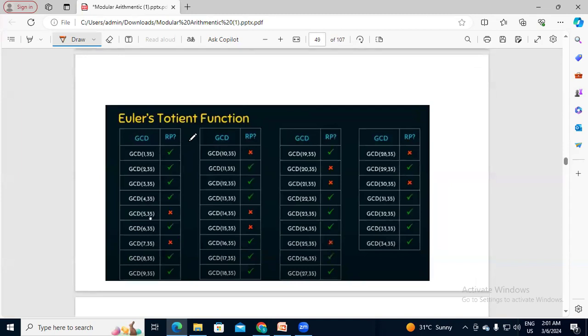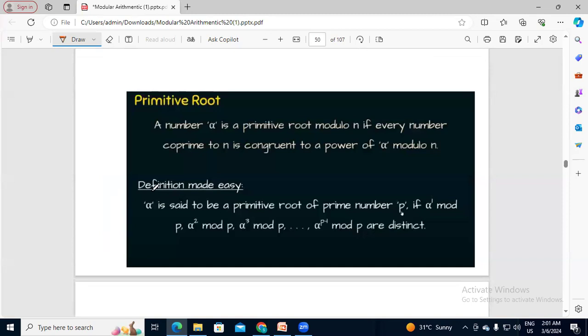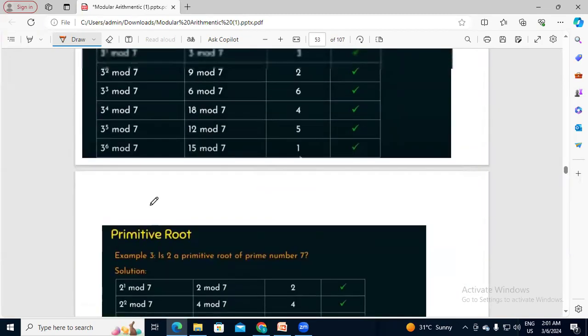And with the manual method, if you are trying to calculate Euler's totient of 35, you have to find the GCD from 1 to 34, and whichever numbers are co-prime with 35, you need to count together. So that is something which we have discussed, which we require. Okay.